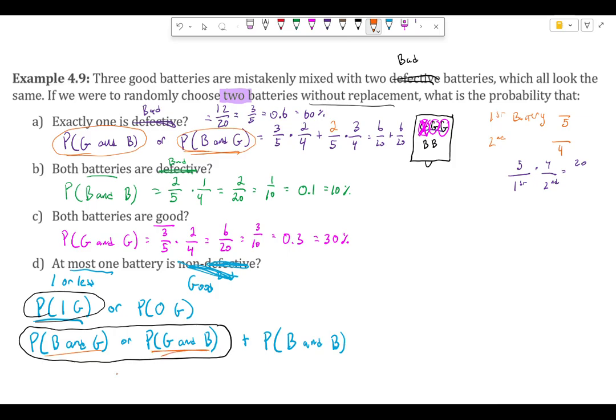So in part A, we know that we had 12 out of 20. And we've already done the bad and bad, which is actually part B. We've already done that one as well, which is 2 out of 20. And we can add all these together. We would get 14 out of 20, which would be the same thing as, if we divide it by 2, 7 out of 10, or 0.7 in our calculator, which would be the same thing as 70%.